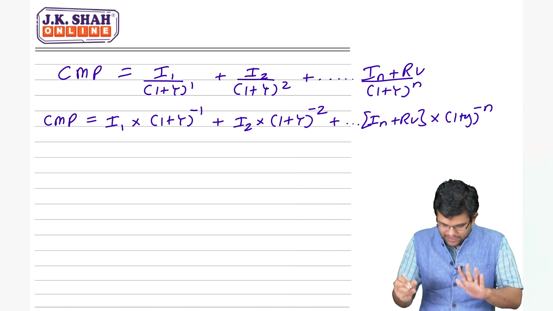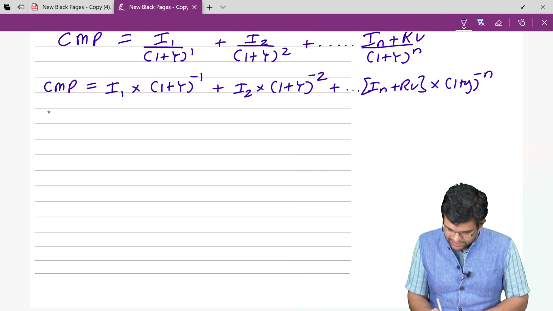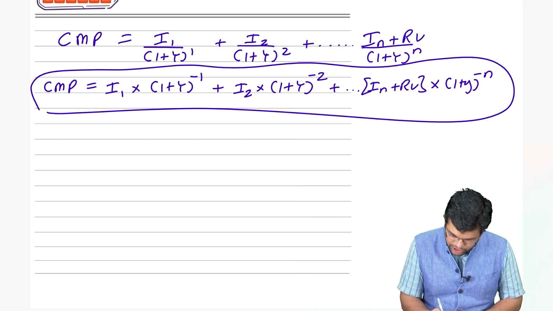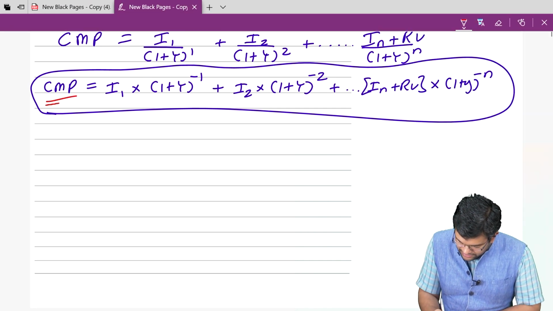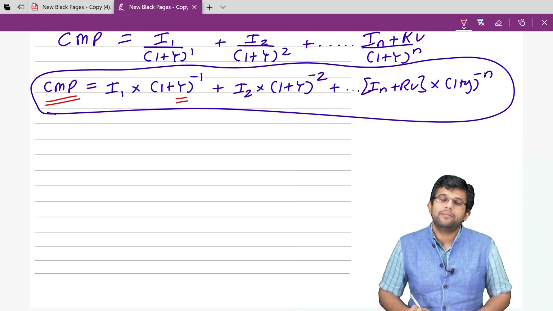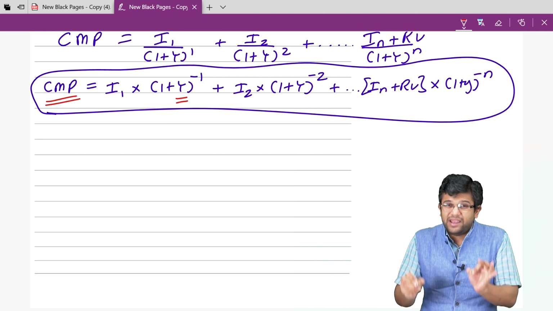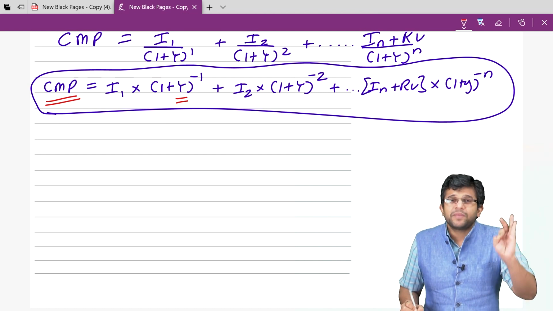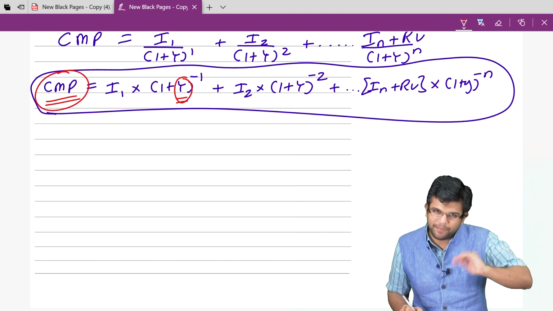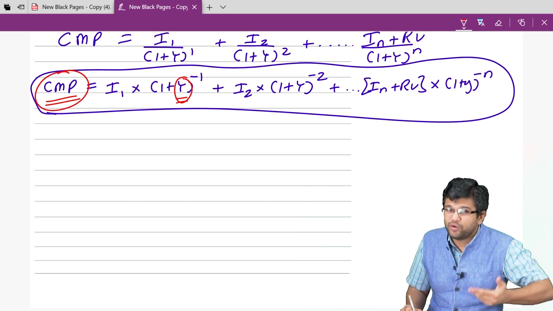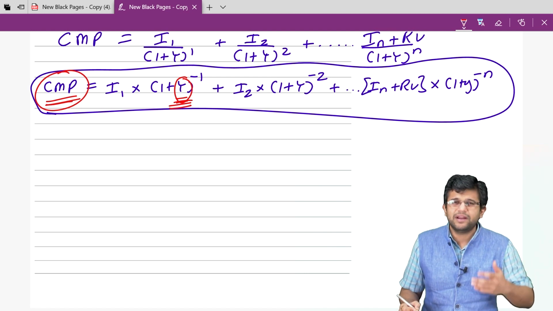Everybody clear till here? Children, this last equation on the screen is a relationship between two variables. Which two variables? Current market price and yield. The I1, I2 are all constants. Children, can I say yield and CMP are variables where yield is the independent variable and CMP therefore is the dependent variable, which means with every unit change of y, that is yield, CMP will definitely change. Everybody clear?